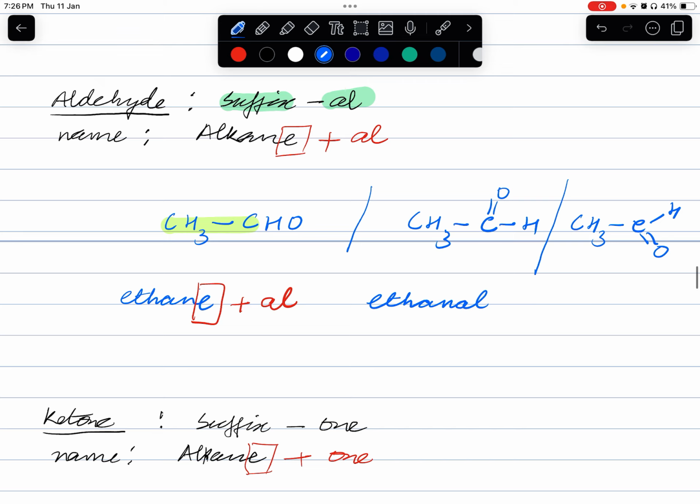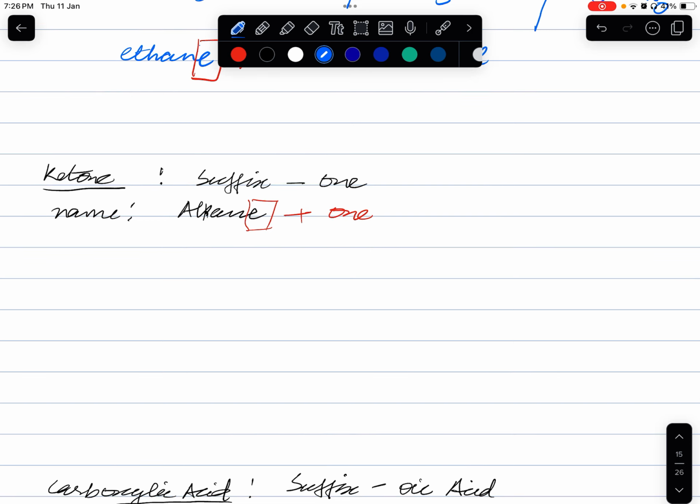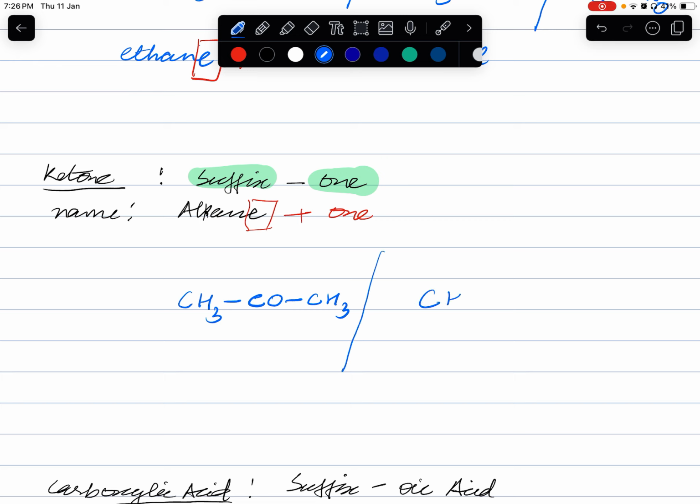Okay, next, ketone. In case of ketone, the suffix will be one. Okay, and the same rule is applied. E will be replaced by one. So we will write down a structure as CH3COCH3. This is one of the examples we did previously. So it can be written as CH3C double bond OCH3. Both are the same.